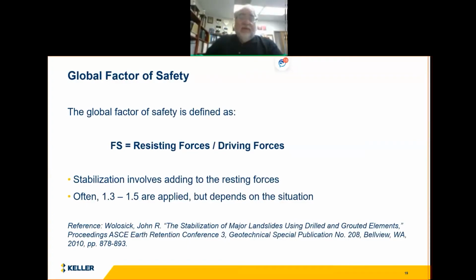So global factor of safety is a typical measure of repairing a slope and looking at a slope in general. And so that global factor of safety is defined as the ratio of the resisting to the driving forces. And so there's a typo there, I apologize, but what we're trying to do here is add resisting forces with our repair. And so in doing that, we'll increase the factor of safety. Oftentimes, factor of safety of 1.3 to 1.5 are used, but it depends on the situation.